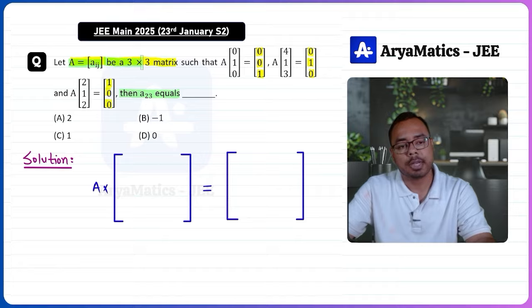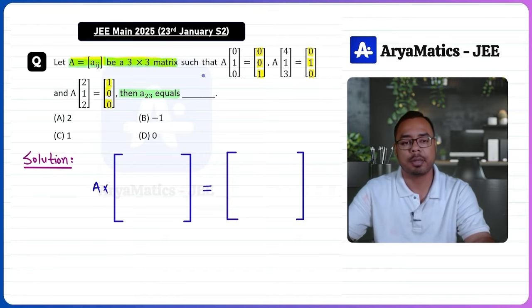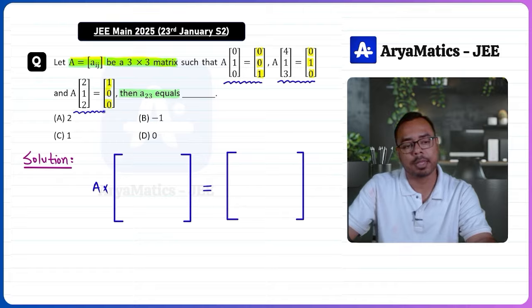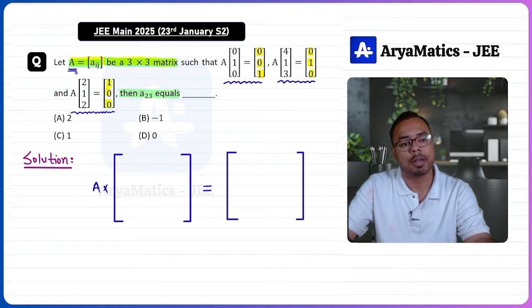Now, the general method of solving this problem is to start with a general 3 cross 3 matrix, and then using these equations, we have to find the elements of matrix A. But there is another much easier method of solving such problems, and these type of problems are very common in JEE Main, where you have one unknown 3 cross 3 matrix A, and then there are three matrix equations and something related with matrix A is asked in the problem.